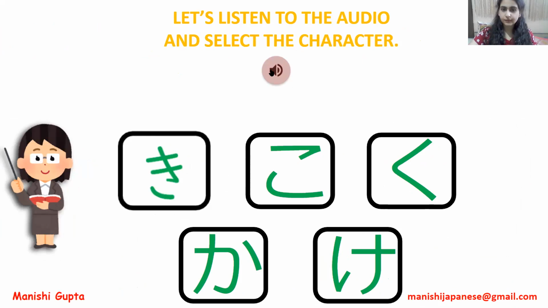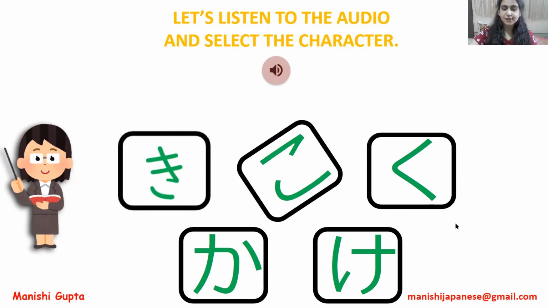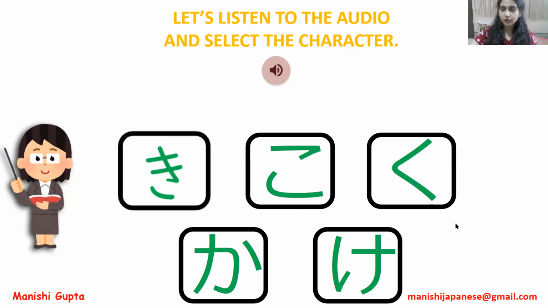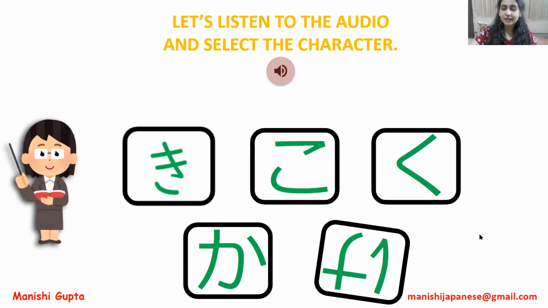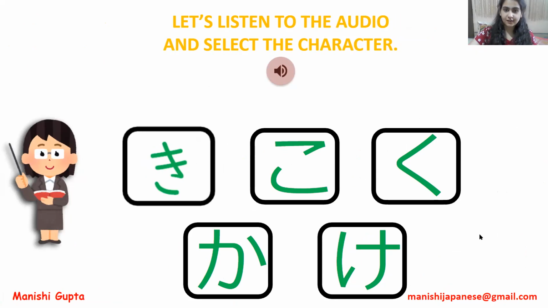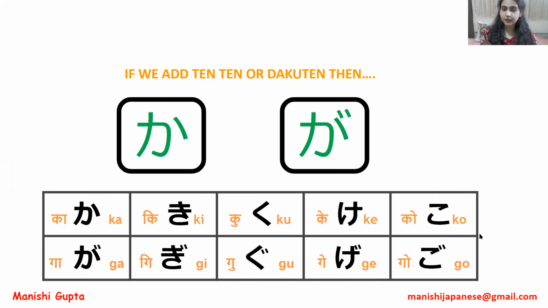So I hope you are able to recognize. This one is Ko. Ko. So the last one. Okay. So this one is Ke. Ke. I hope you were able to recognize those.